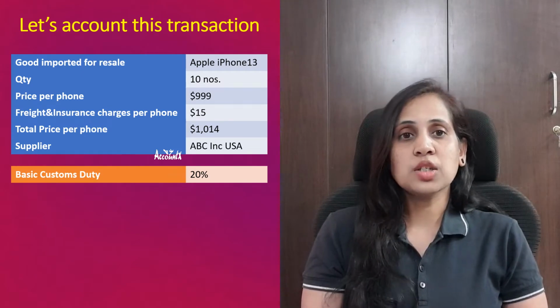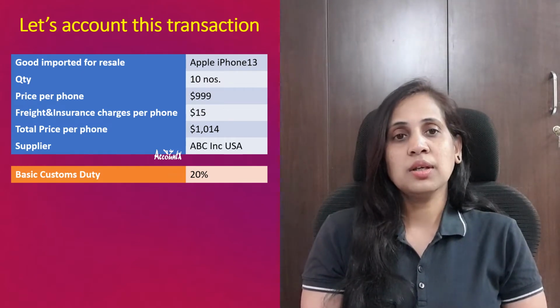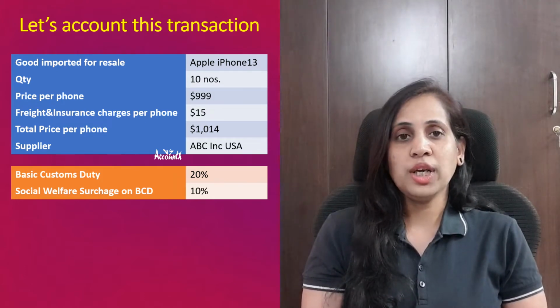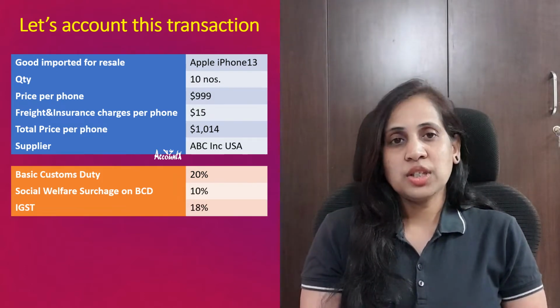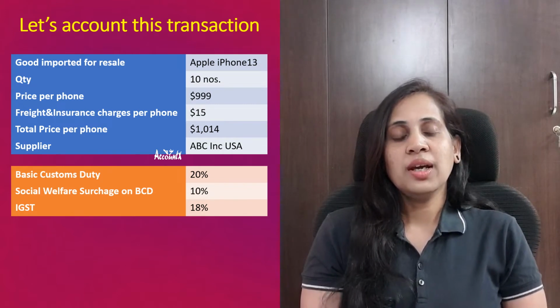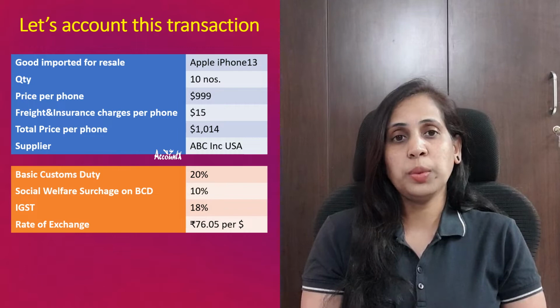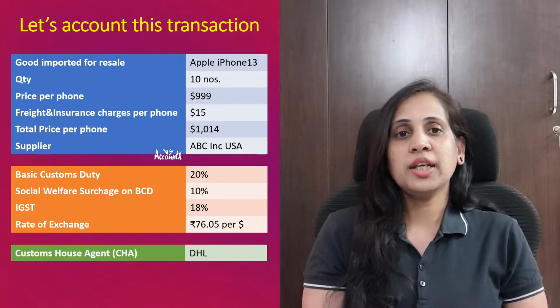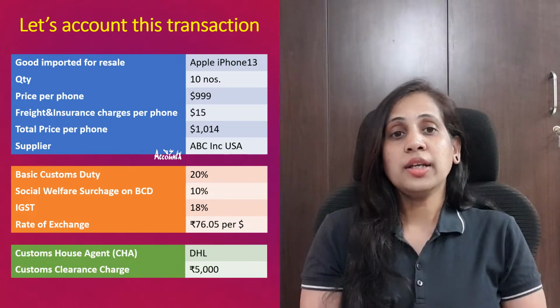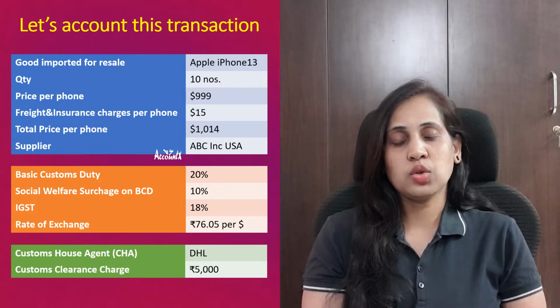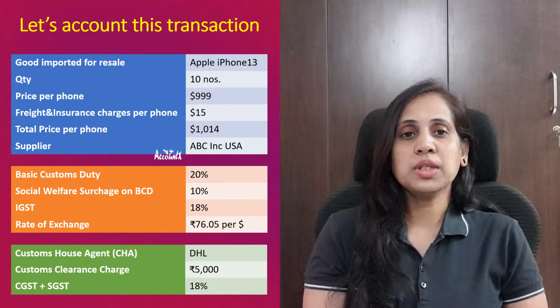First, basic customs duty at 20%. Then social welfare surcharge on basic customs duty at 10%. IGST at 18%. Let's say the rate of exchange would be 76.05 rupees per dollar. Let's say DHL is your CHA and DHL would charge you customs clearance charges of rupees 5,000 plus GST at 18%. In this video, let's see how to account these transactions in Tally.